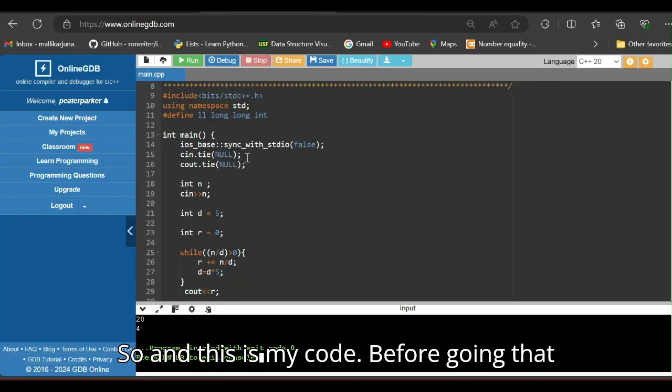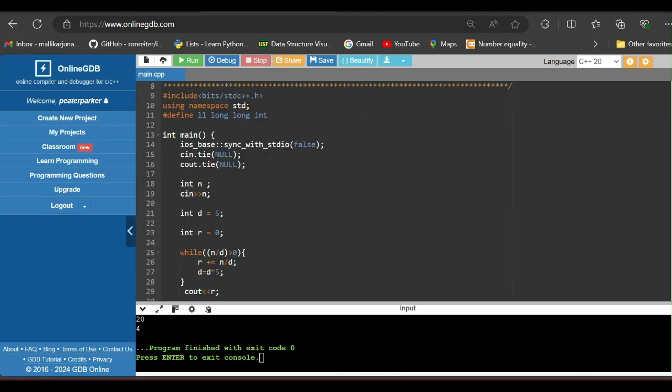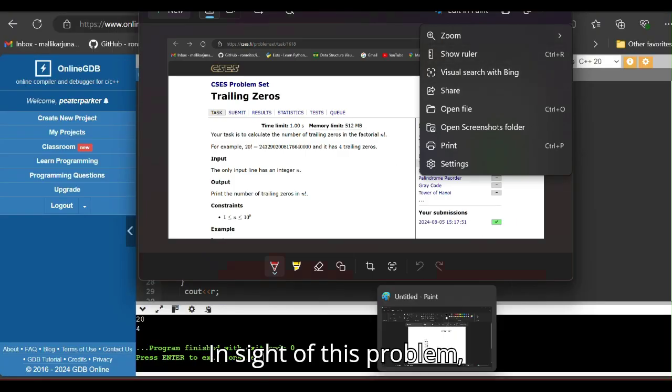So this is my code. Before going into that, we have to understand the insight of this problem.